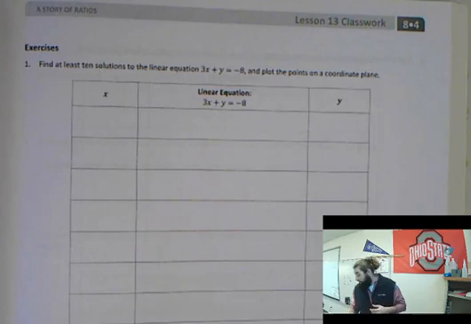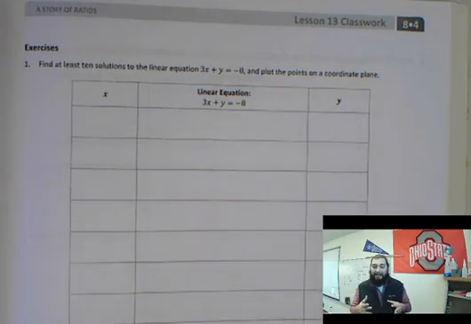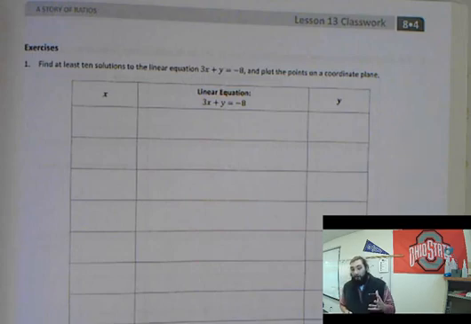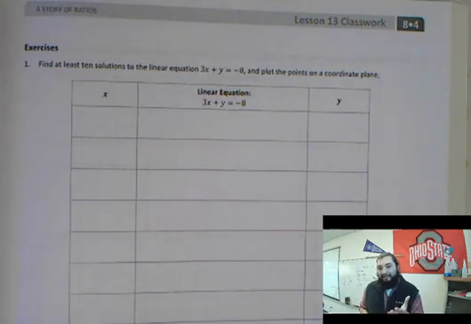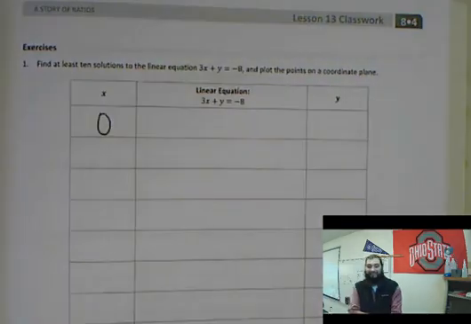The reason for that is because we are going to plot these points on a coordinate plane. So we're going to need to have a set of coordinates. We're going to need to have a set of ordered pairs in order to put those points on the graph. So let's get started. As always, when you are required to pick x values, the easiest one to start with is always going to be 0. So that's going to be my first one here. Okay? I'm going to start with 0.